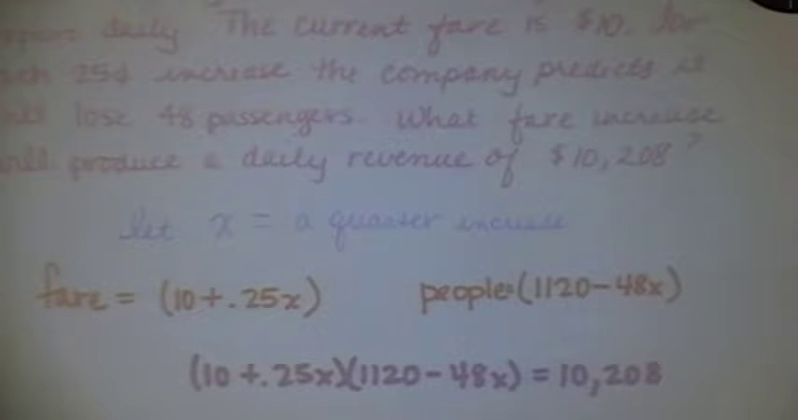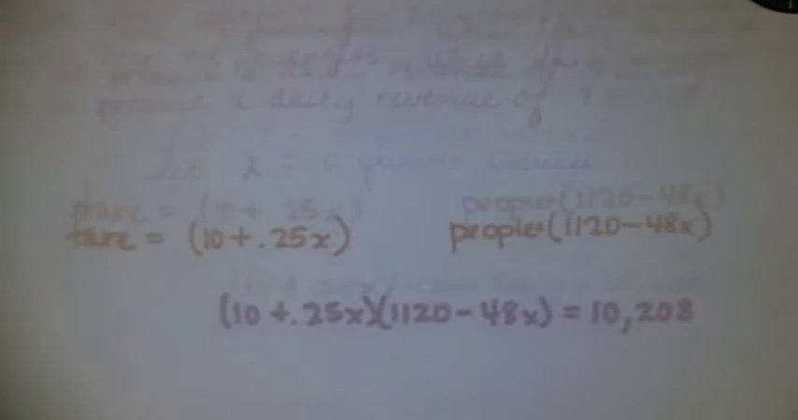So be careful about how they ask the question. And sometimes it might say, what fare will produce a revenue of? In which case, this one would have been 11, because you would have had the fare increase and added it to the original fare. So just make sure that you are careful about how they ask the question. And that right there is why we do a let statement, so that we can go back and say, okay, now what is x again?